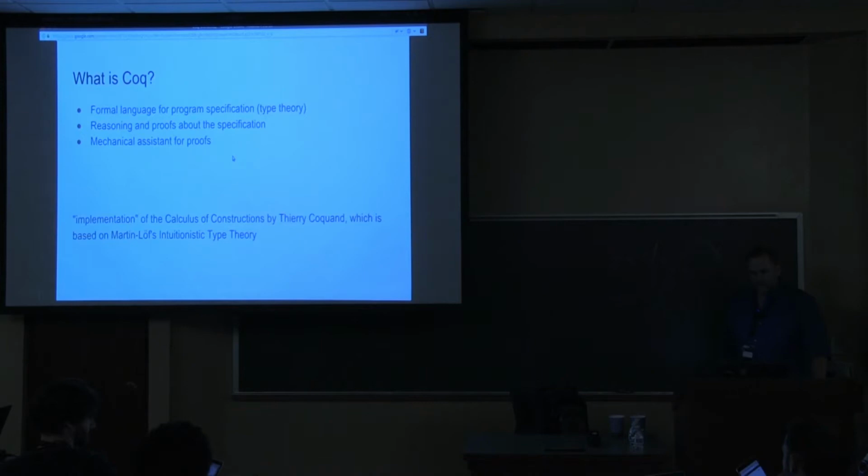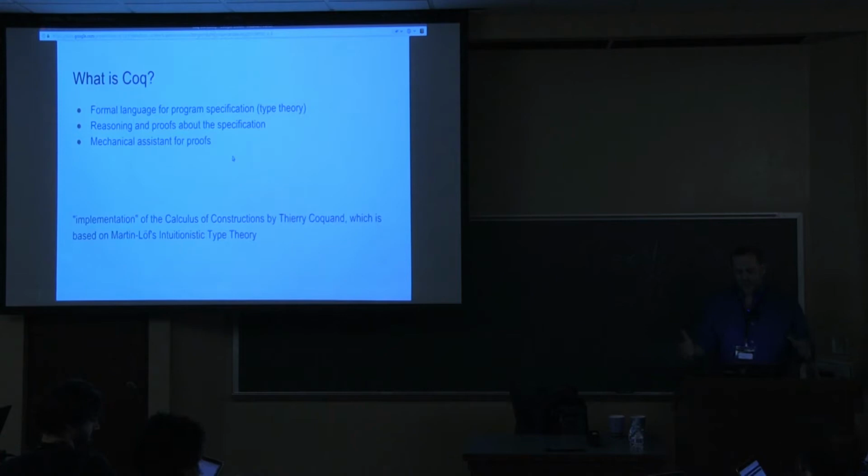So in part it's a formal language for program specification in type theory. It's a way to reason and create proofs of that specification, and it assists you in creating those proofs. In the same code you can write your program and then prove things about that program. And the theory is called the calculus of constructions. That's where the name comes from, a play on words between the calculus of constructions and the last name of the guy who created it, Coquand.